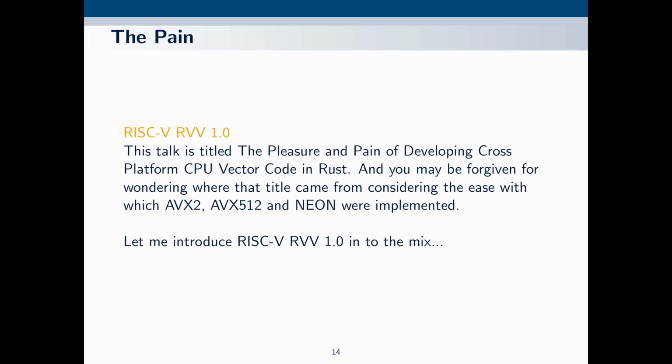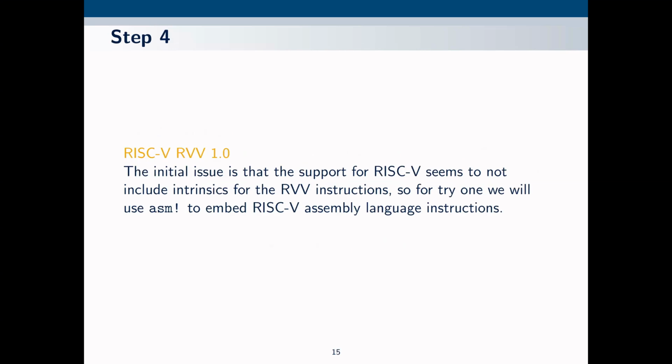Now, the title of this talk included the word pain, and so far it's been going pretty well. But then we get to our RISC-V RVV 1.2 machine, the Banana Pi F3. The initial issues with this were the support for RVV within the Rust compiler. I was unable to get it to work in the same way I had with Neon and AVX. I had a quick experiment with using inline assembly, using the Rust asm command, and I was tying myself in knots. So I gave up.